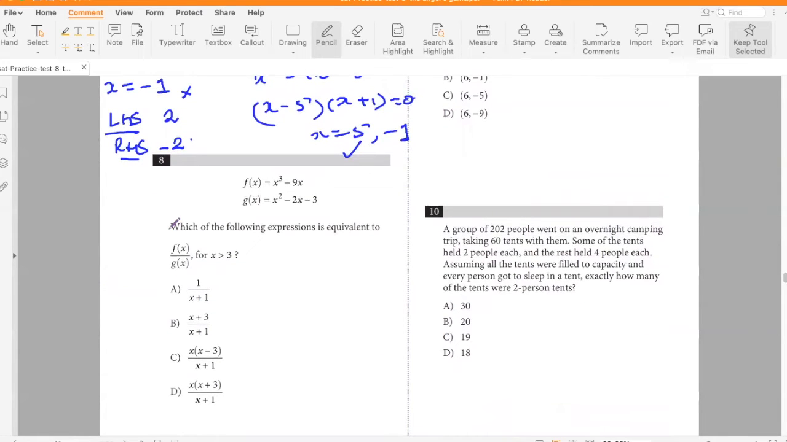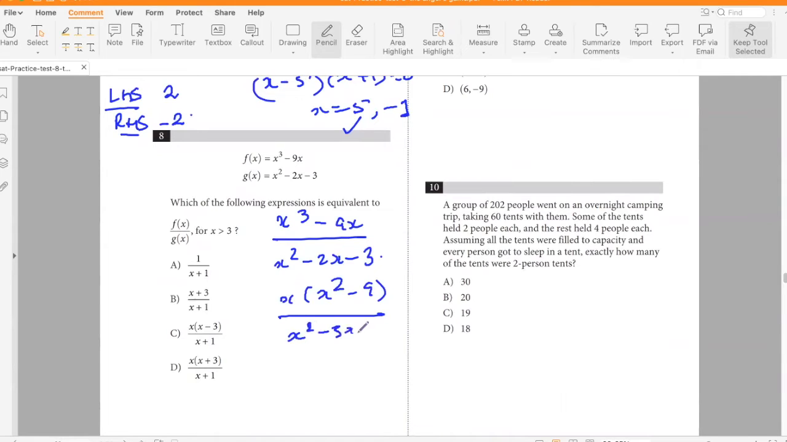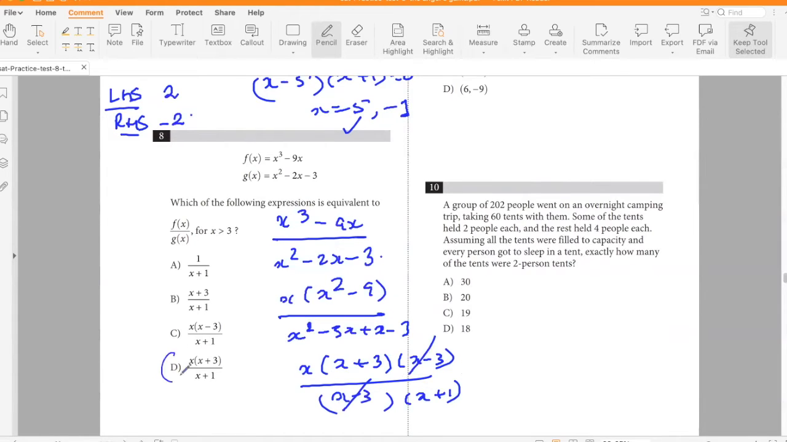Which of the following expressions is equivalent to f(x) divided by g(x) for x greater than 3? Okay, so x cubed minus 9x divided by x squared minus 2x minus 3. So x times x squared minus 9, and here I can write x squared minus 3x plus x minus 3. So x times x plus 3 times x minus 3. And here x minus 3 times x plus 1, right? So x minus 3 and x minus 3 cancel. So x times x plus 3 by x plus 1, option D.